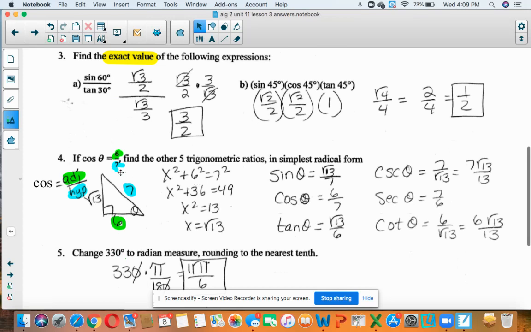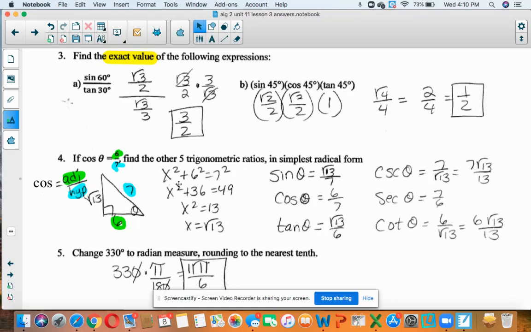Number 4, you have to draw your own picture. So cosine of theta is 6 over 7. So I draw a right triangle. I put theta down here. Cosine is adjacent over hypotenuse. The 6 is adjacent, so I put the 6 right here next to theta. The hypotenuse is the bottom number, so 7 is the hypotenuse. I put my hypotenuse here.